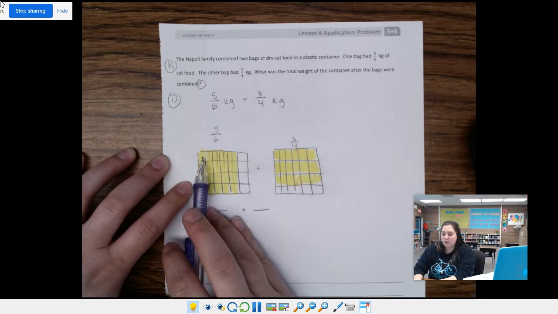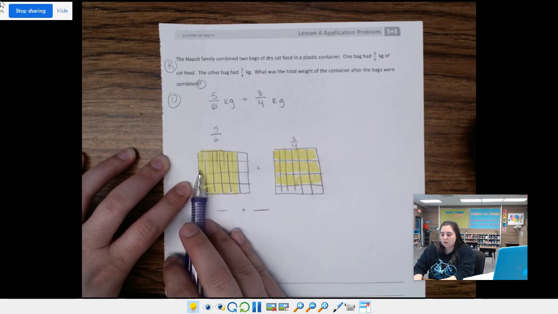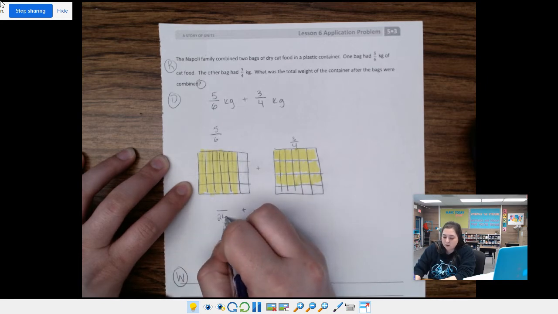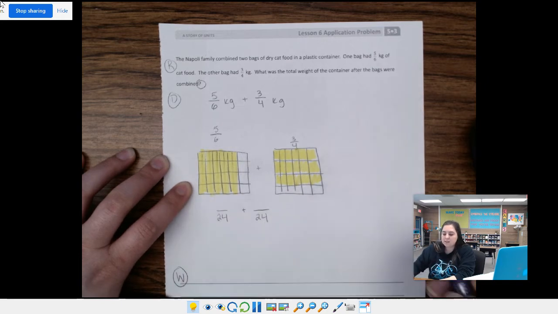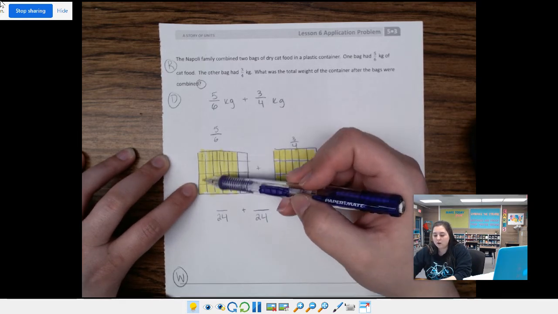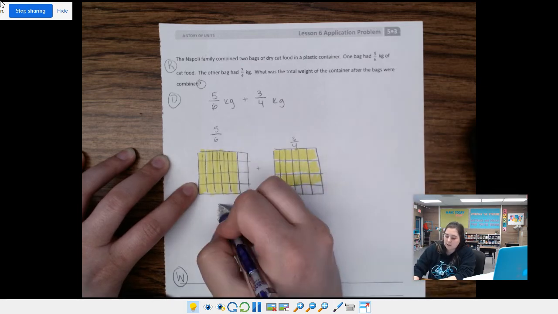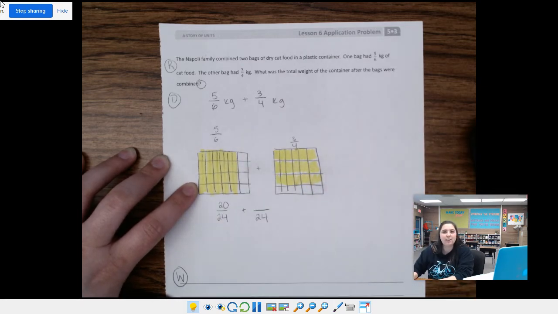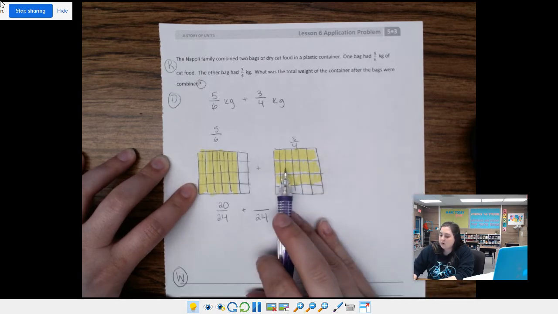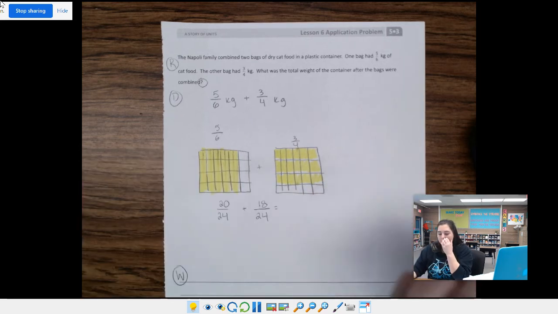Okay, so I have 1, 2, 3, 4, 5, 6. That'd be 6, 12, 18, 24 total pieces. And on the first one, I have 1, 2, 3, 4, 4, 8, 12, 16, 20 of the 24 pieces shaded. On this one over here, I have 6, 12, 18 of the 24 pieces shaded.